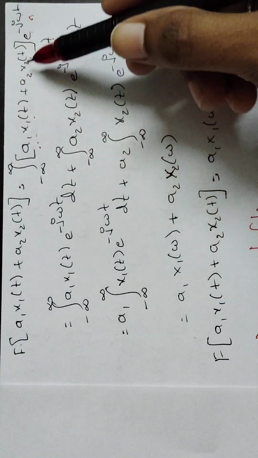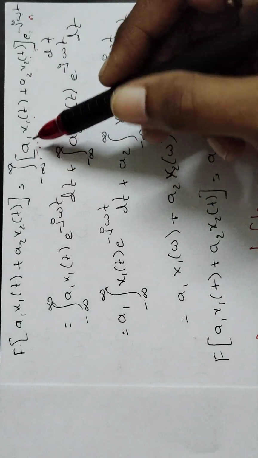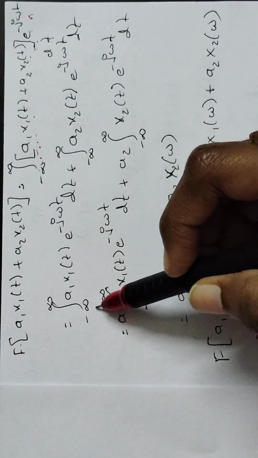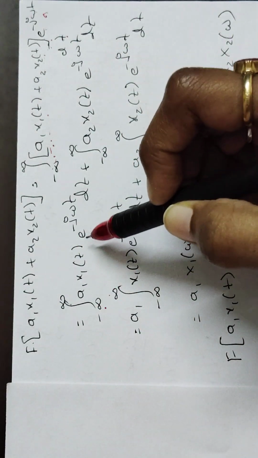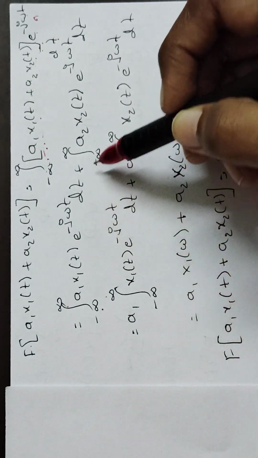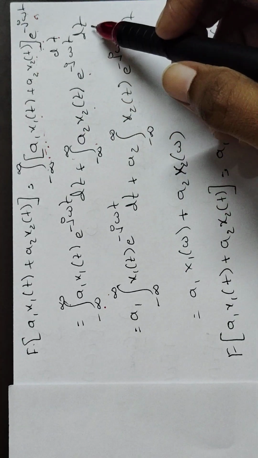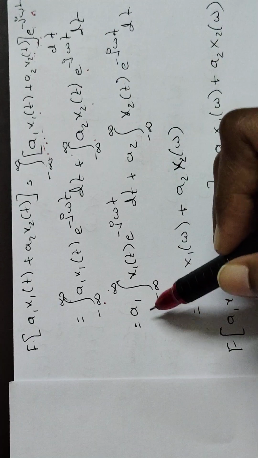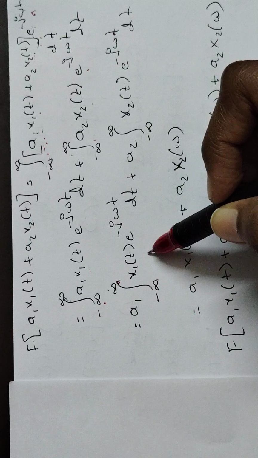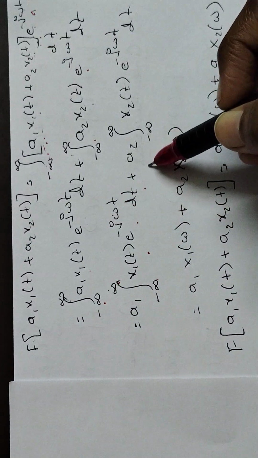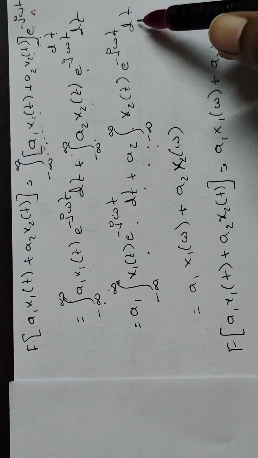So in place of x of t we have to substitute the value, left hand side part. So now separate this integration, that is nothing but integral minus infinity to infinity a1 x1 of t e power minus j omega t into dt plus a2 x2 of t e power minus j omega t into dt. So here a1 is constant, so you can write this signal as integral minus infinity to infinity x1 of t e power minus j omega t into dt plus a2 integral minus infinity to infinity x2 of t e power minus j omega t into dt.